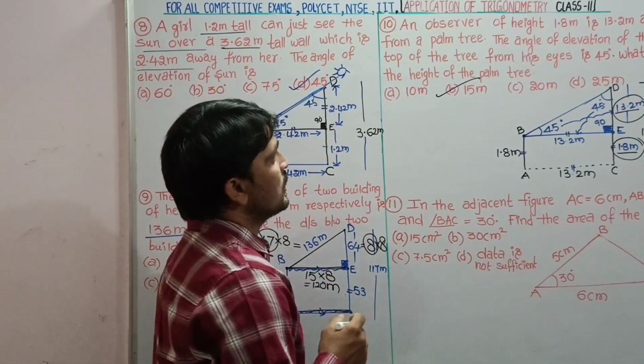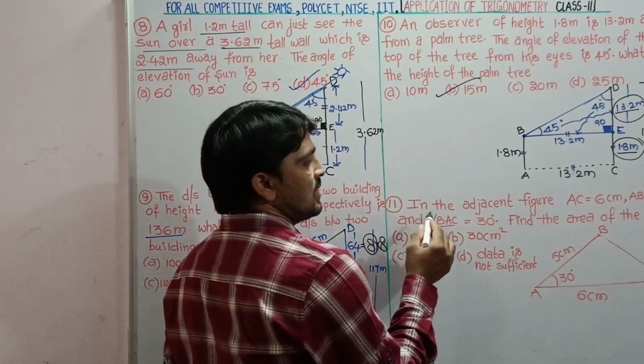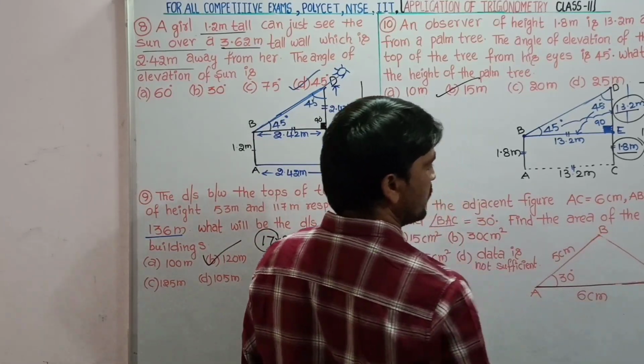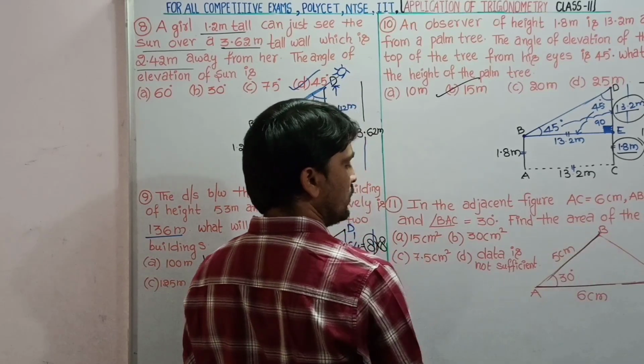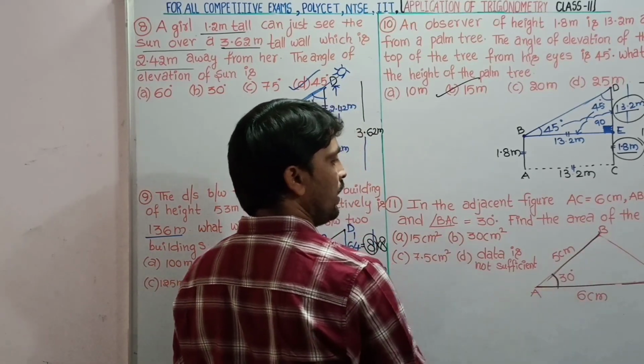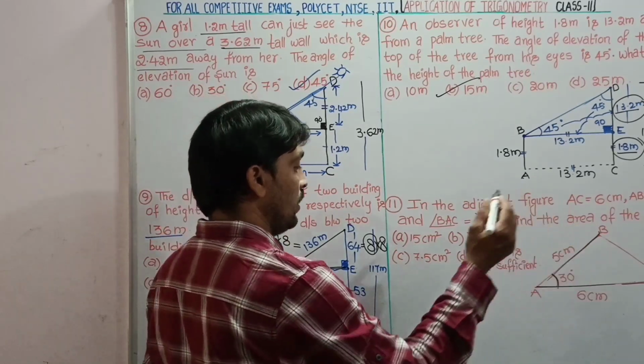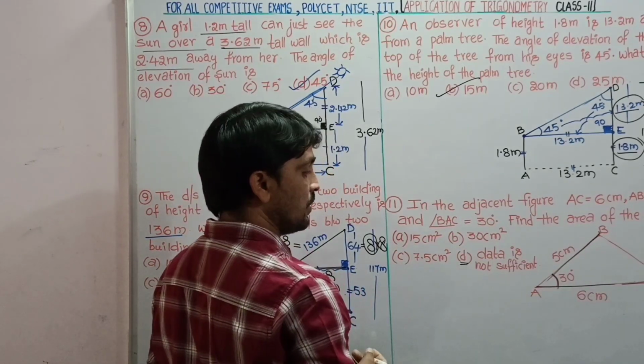And the last question of class 2. In the adjacent figure, AC equals 6 meters and AB equals 5 meters, and angle BAC is 30 degrees. Find the area of the triangle. Okay, options are given here. One option is that data is not sufficient.